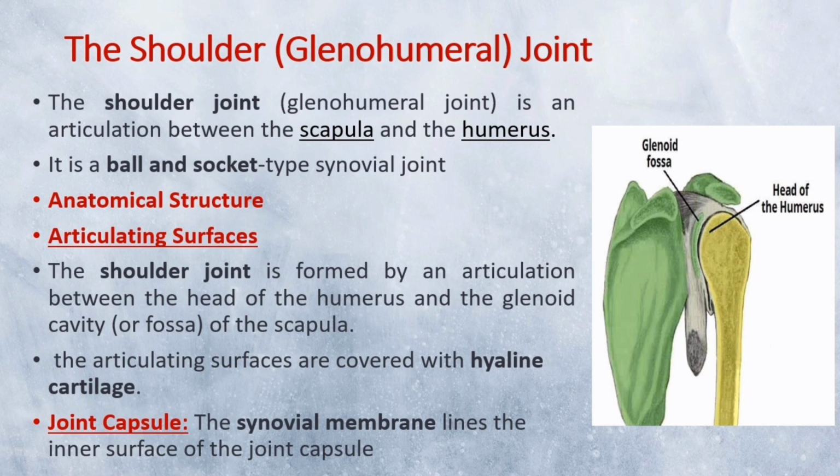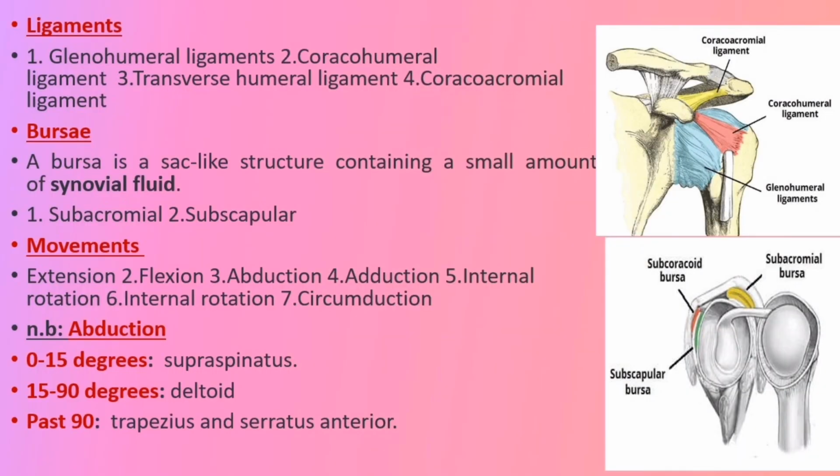Ligaments. Ligaments play an important role in stabilizing the shoulder joint. Glenohumeral ligaments, superior, middle and inferior, extend from the humerus to the glenoid fossa, reinforcing the joint capsule. They act to stabilize the anterior aspect of the joint. Coracohumeral ligament extends from the base of the coracoid process to the greater tubercle of the humerus. It supports the superior part of the joint capsule. Transverse humeral ligament extends between the two tubercles of the humerus.